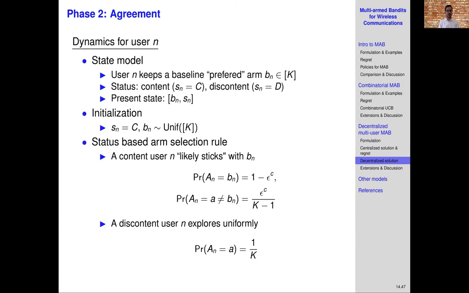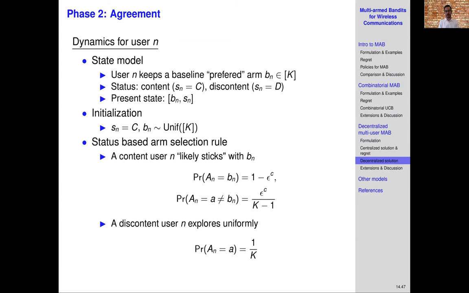Next, I will describe a status-based arm selection rule. According to this rule, a content user likely sticks with its baseline arm, which means that with a very high probability, it will select an arm equal to the baseline arm. But with a small probability, it will randomly select an arm. Here, epsilon and c are hyperparameters that define the rate of exploration.